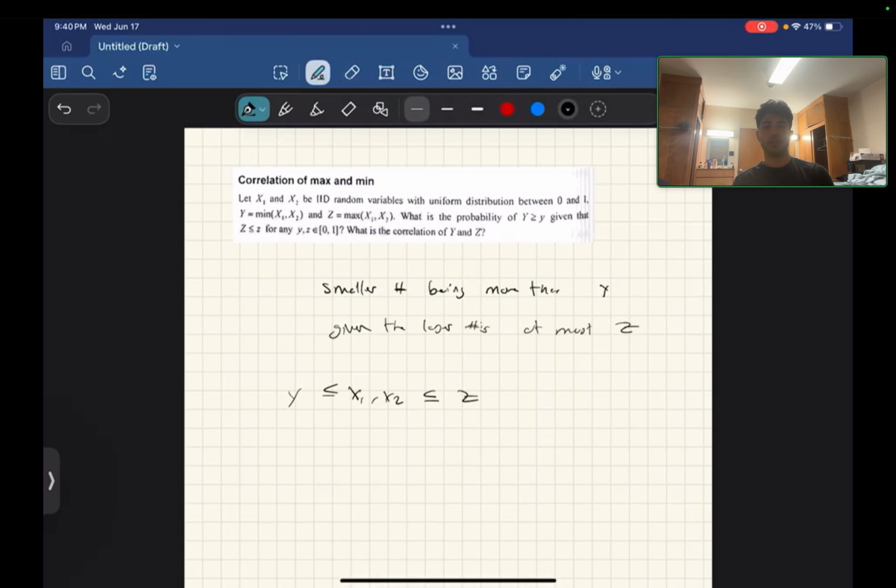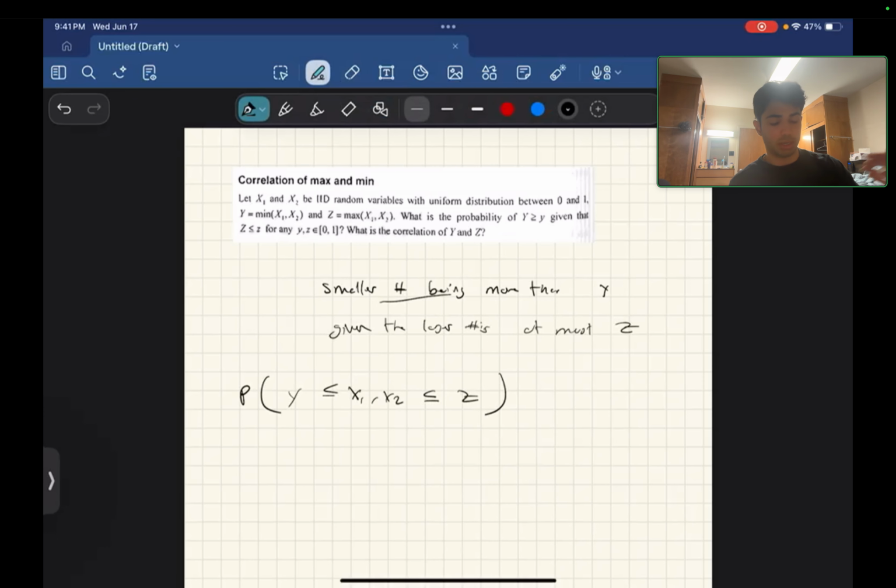Because if we're saying given the larger number is at most z, then the larger number cannot be more than z. And we already know the small number has to be at least y. So we're saying the probability of x1 and x2 being at least y and at most z. Because if the smaller number is at least y, then the larger number has to be at least y as well. And also given that the bigger number is at most z, the smaller number must also be at most z.